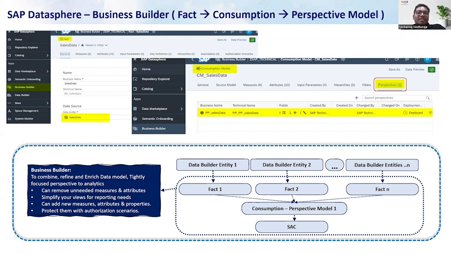So basically in the Business Builder, the facts are created using the data model which we have created in the Data Builder. All the facts will be further consumed in the consumption and perspective models, which will generate a tightly focused perspective view for the analytics to SAC. Okay. Following this, let us quickly explore the SAP DataSphere demo.